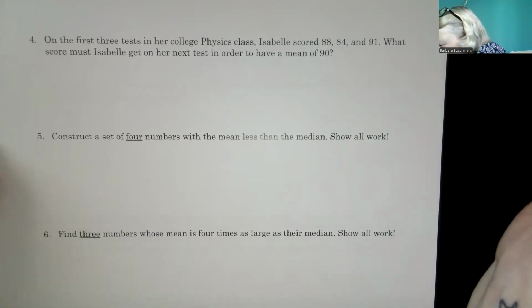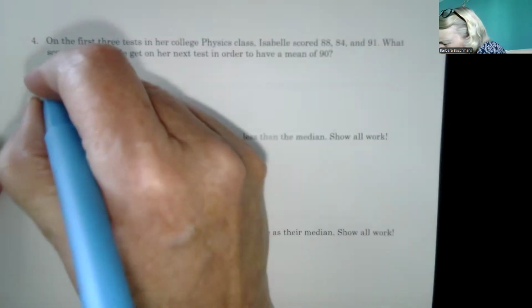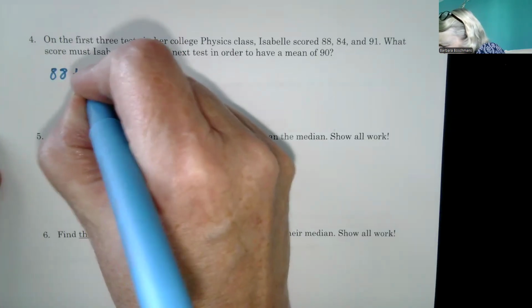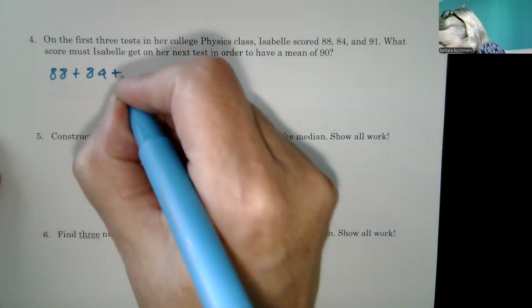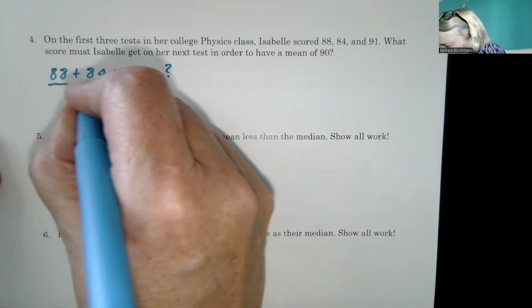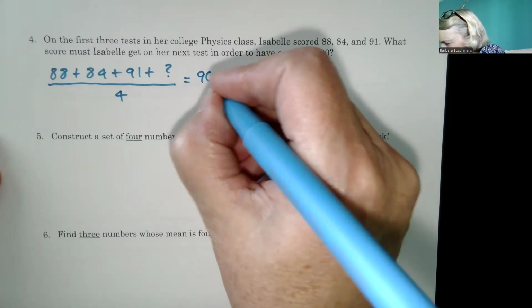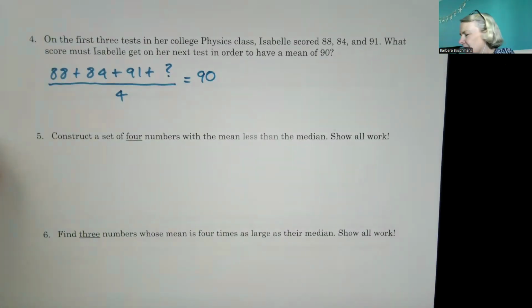Number 4, on the first 3 tests in her college physics class, Isabel scored 88, 84, and 91. What score must Isabel get on her next test in order to have a mean of 90? So you want the 4 tests that have a mean score of 90. So 88 plus 84 plus 91 plus, I don't know, the 4th score. If I divide that by 4, the 4 tests, I want that to be 90. So you need to find the missing test score.